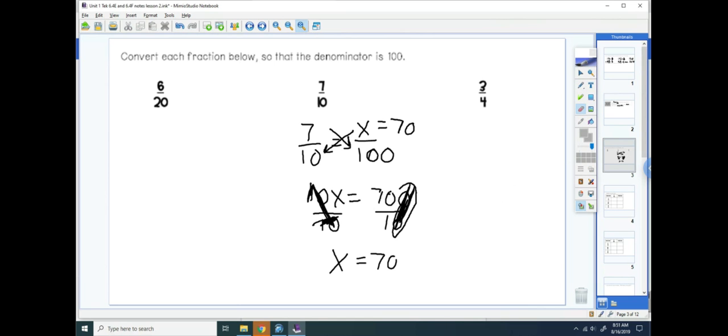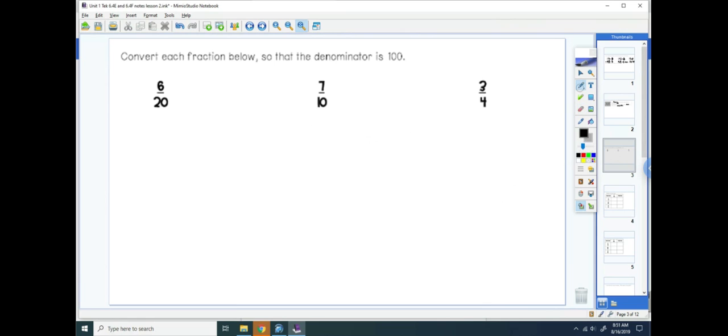Now we can try the shortcut way. So we have 7 over 10 again is equal to x over 100. I had to multiply something by 10 to get to 100. Well, we know 10 times 10 is 100. I'm going to put the 10 in the parentheses. So if I multiply the denominator by 10, I also multiply the numerator by 10. So 7 times 10 is 70, which is the same answer we just got.